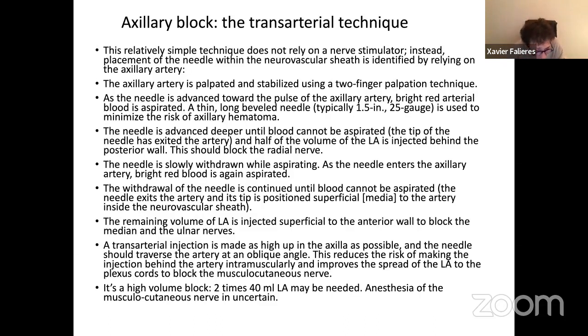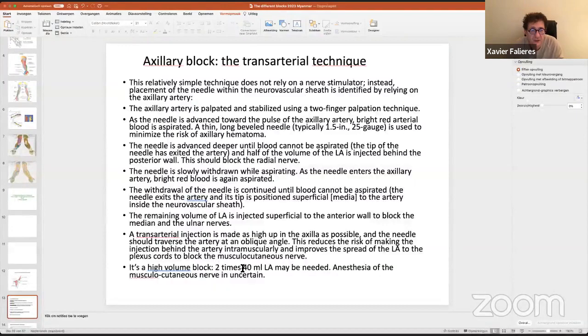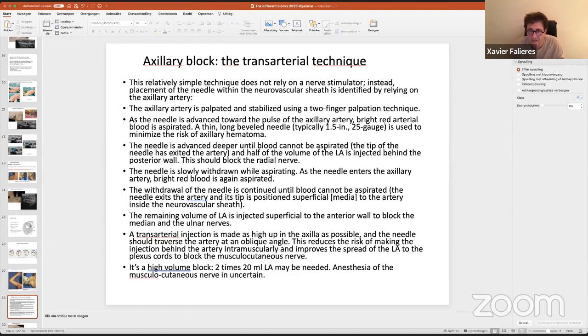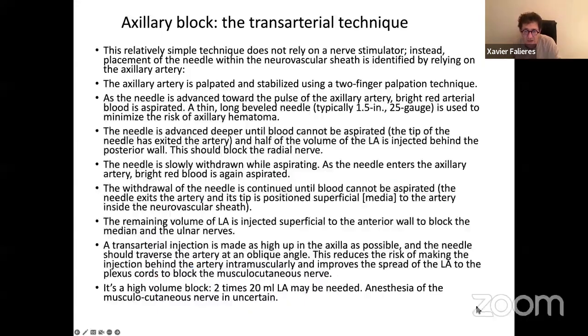It's a high volume block, 2 times 20 milliliters of local anesthetic. Sorry, I changed it here for your better comprehension; it's 2 times 20 milliliters. For anesthesia of the musculocutaneous nerve, certainly you will have a diffusion. It's always uncertain.